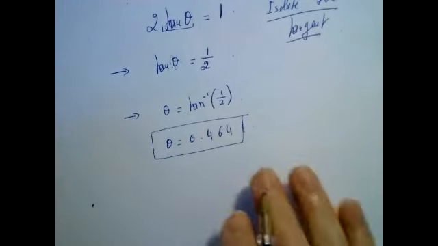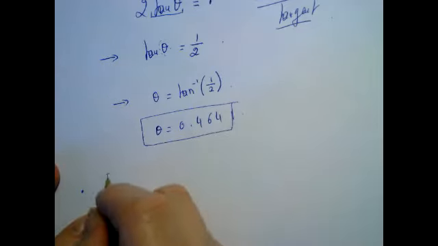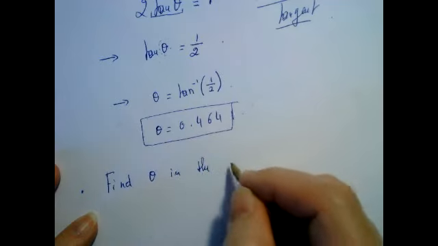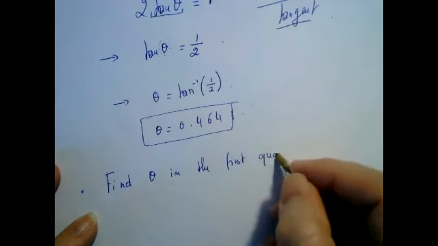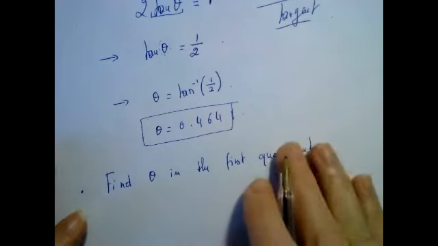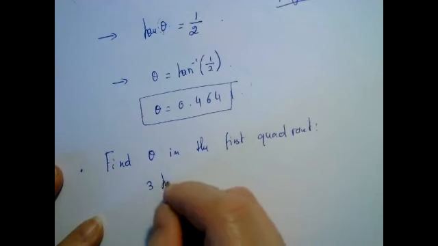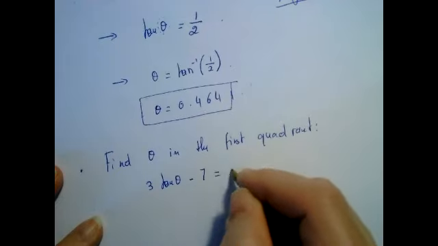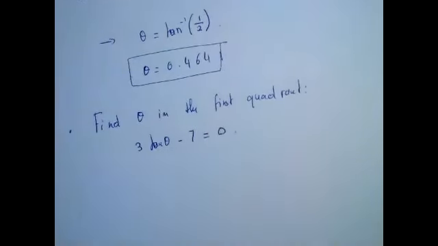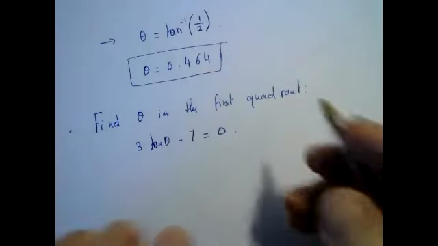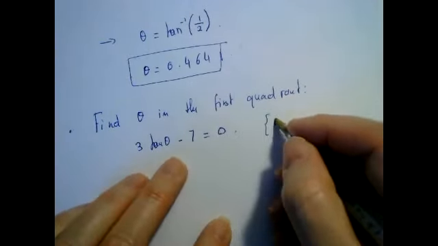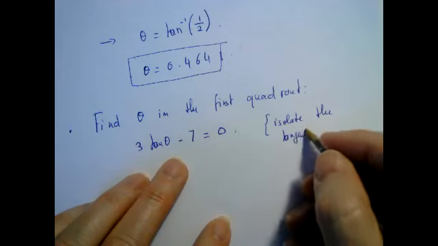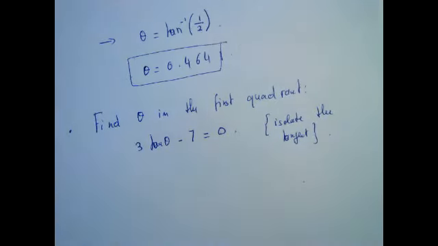So the question is, find theta, again in the first quadrant, such that 3 tangent theta minus 7 equals 0. Okay, I give you a second to solve this problem. And the starting point should be to isolate the tangent first. Isolate the tangent first, all right? And I expect answers from you.